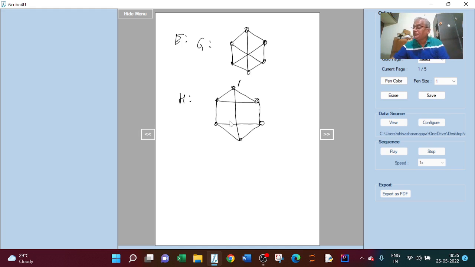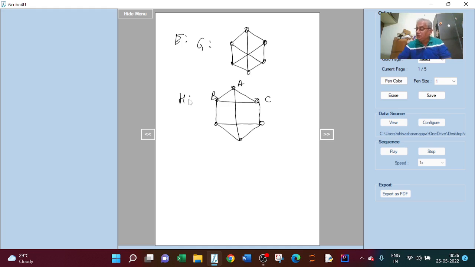I will take these vertices as A, B, C. Now here in H we have a triangle. A, B, C is a triangle. That is, there are three vertices which are mutually adjacent to each other. But we cannot find a triangle here. If we start with any vertex here, there is no triangle consisting of that vertex. So there is no triangle consisting of a vertex here. So therefore we say that G is not isomorphic to H.